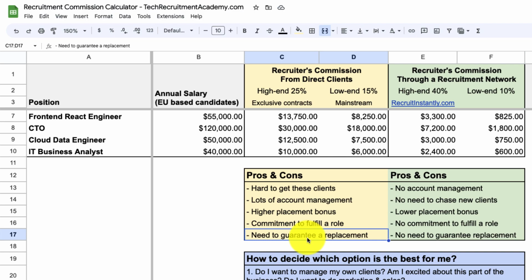Well, anyway, we can discuss this later during the Tech Recruitment program if you'd like, to learn more about how to get into this business.